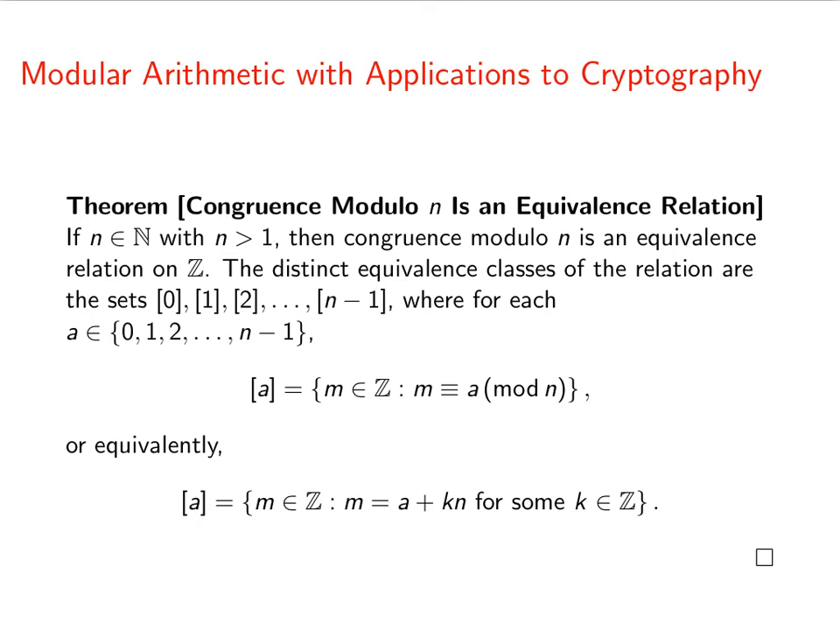And then what's in each class? Well, the class of a is the set of all integers m such that m is equivalent to a mod n. And based on our modular arithmetic theorem, we could say that the class of a can also be written as the set of all integers m such that m is equal to a plus kn for some k in the integers.